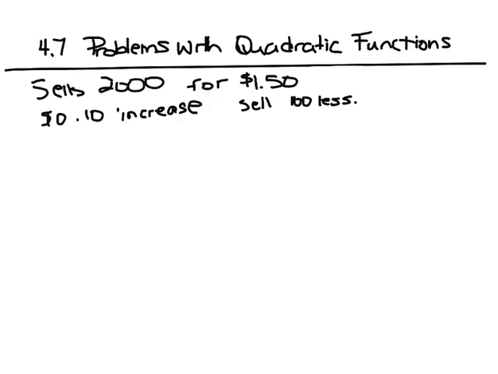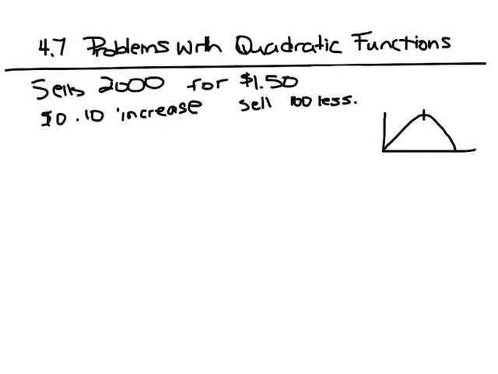Every week, a takeout restaurant sells approximately 2,000 chicken wraps for $1.50 each. Through market research, the restaurant manager determines that for every 10-cent increase in price, she will sell 100 fewer wraps. So what we're doing is we're going to find the parabola equation to find this point right here, where the price is maximized and the amount sold is maximized.